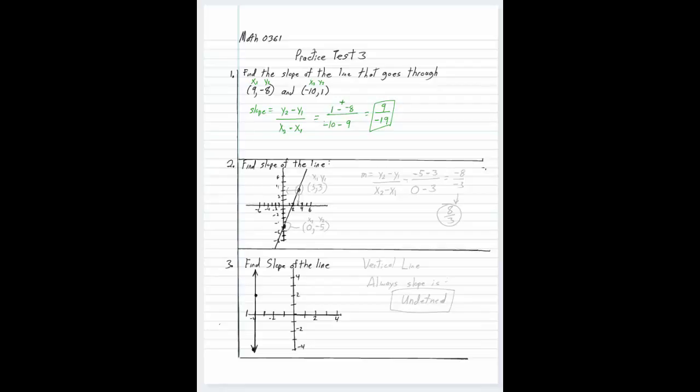Number 2, we're going to do the same thing, but we're going to have to find our points ourselves. Like this point right here has an x value of 3 and a y value of 3. So I'll call x1, y1, 3, 3. This point down here has an x value of 0 and a y value of negative 5. So I will call that x2, y2. Now let's use the same formula.